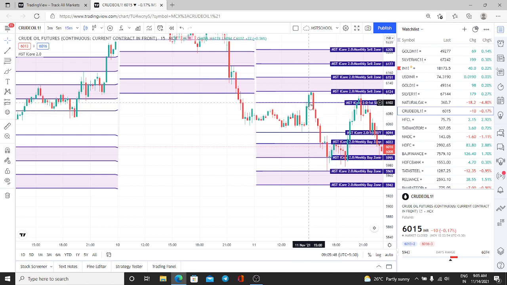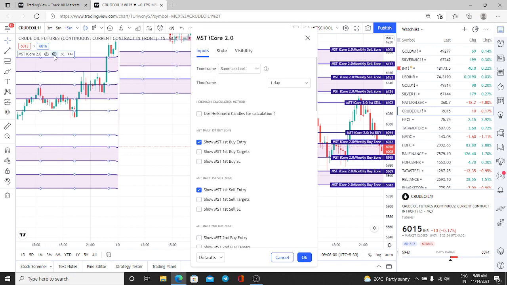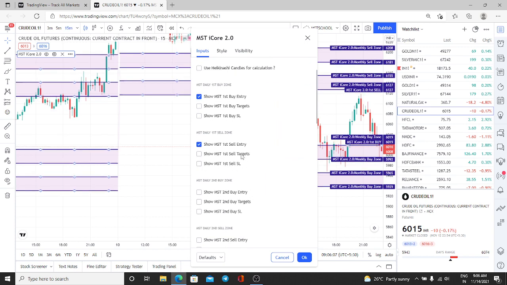But see the candle, it is a very big bullish candle. So the next reversal point is our 6124. And that day the exact high was 6124 only. So now we have to enable the targets and SL.